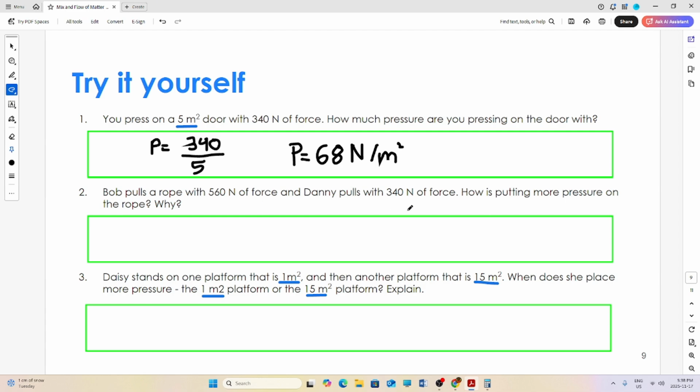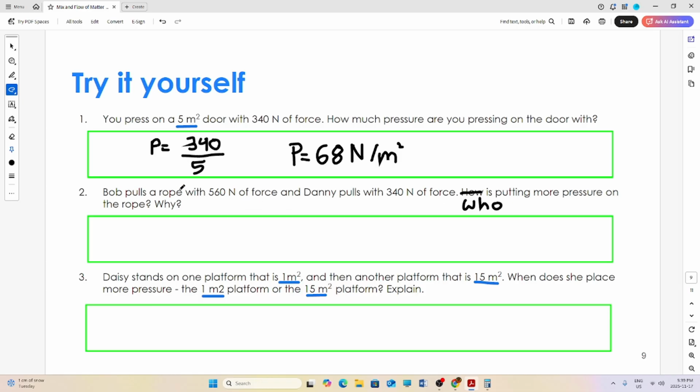Okay, now we'll look at question 2. Bob pulls a rope with 560 newtons of force, and Danny pulls a rope with 340 newtons of force. How is putting, it shouldn't be how, it should be who. Who is putting more pressure on the rope and why?